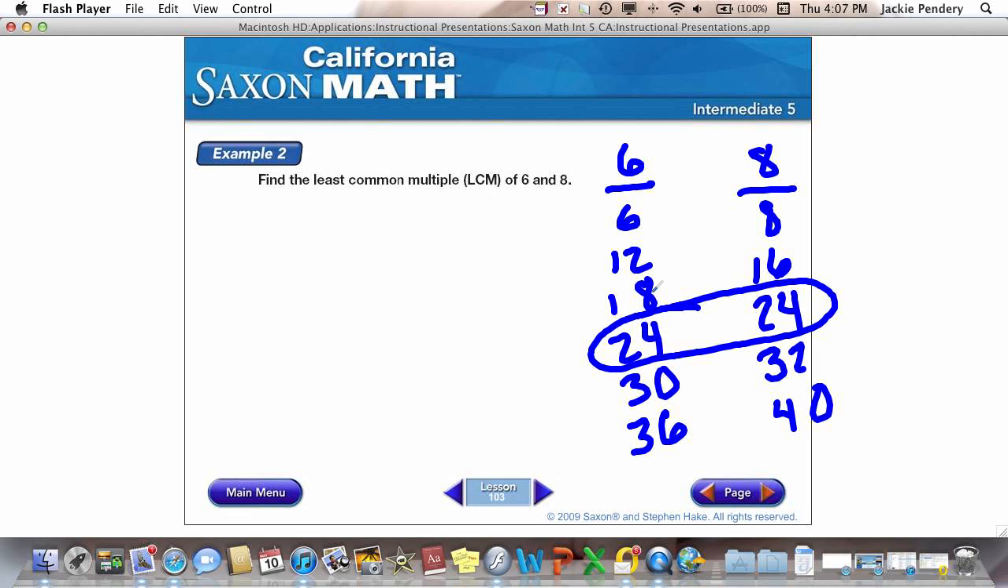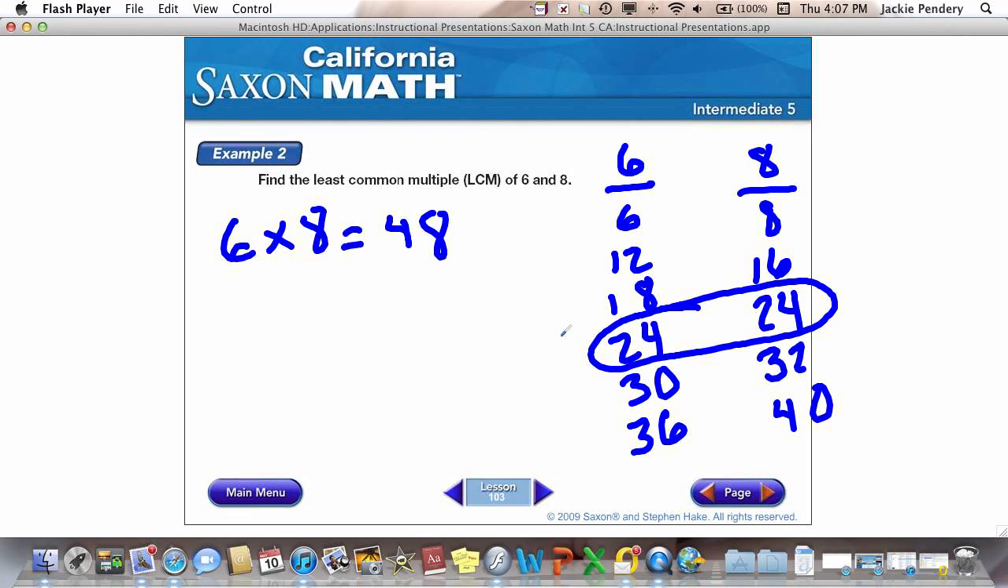Now, some of you might be going, well, if I multiply 6 times 8, it equals 48. So therefore, that must be a common multiple. And it is, you're right. If my list kept going, I would get to 48. However, 48 is not the least common multiple, or the smallest. It's 24. Sometimes when you multiply two numbers together, that will be the least common multiple. Other times it won't, so you need to make sure that you make your list.